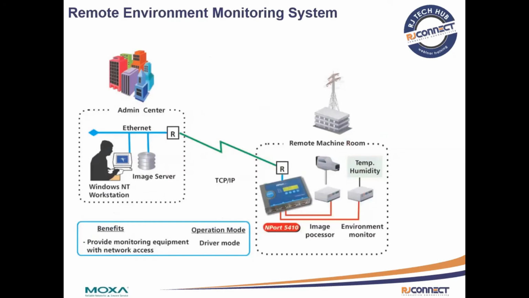And then the last one here is a remote environment monitoring system. This type of operation consists of security cameras and sensors that check temperature and humidity. A serial device server can be used to provide immediate internet access for these devices, giving the administrator a straightforward and economical solution for setting up an environment monitoring system. In this case, the serial device server can be configured in a driver mode to provide LAN-to-LAN connectivity, making it possible to view images from the security cameras and check data from the sensors, all in real time and from any computer connected to the internet.